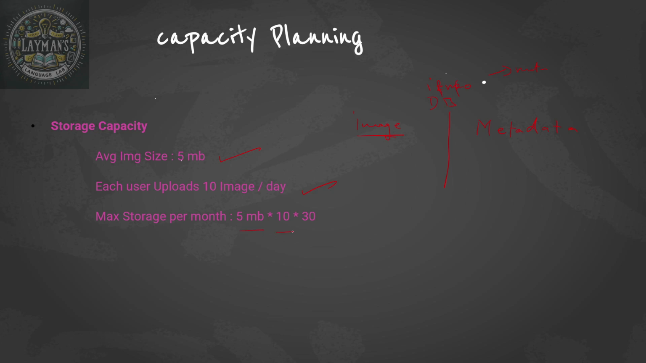It will be 5 MB into 10 into 30. This is some X petabytes of storage. So per month, our system will need this much storage. So if we need this, then what is the next thing? For example, if it is more than 1 month, then we can plan for moving the older images to some archive location so that we access those images not in a frequent way. These points will get you bonus points.